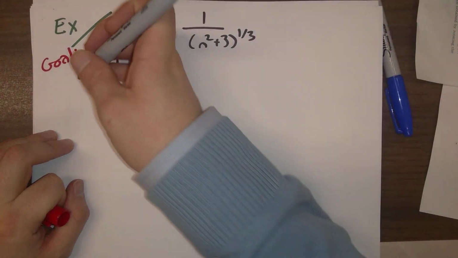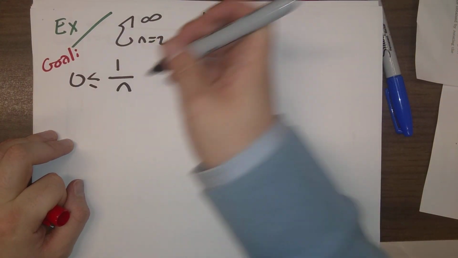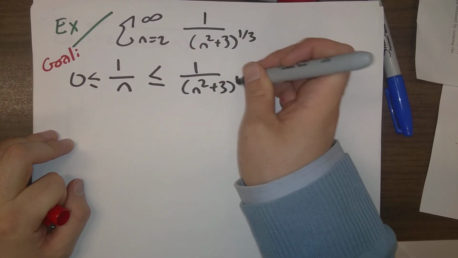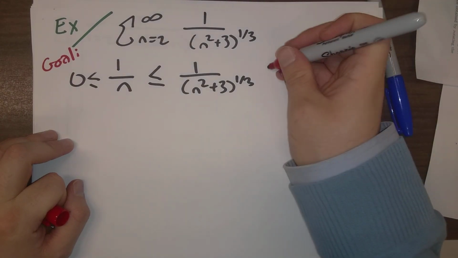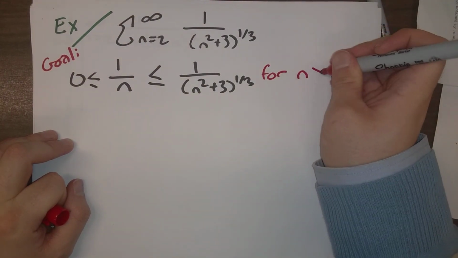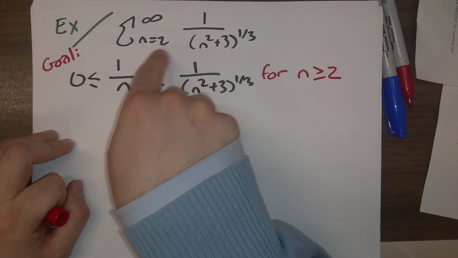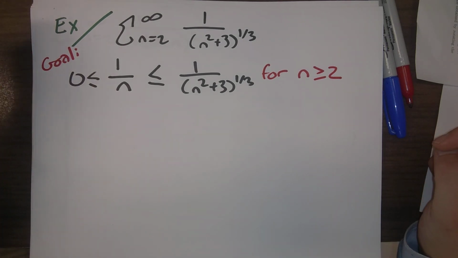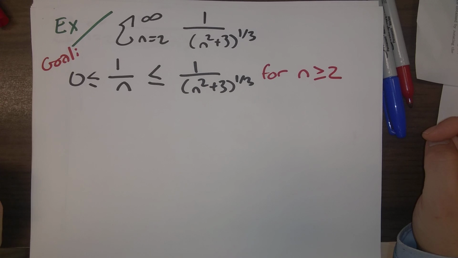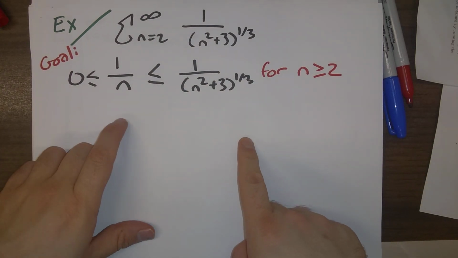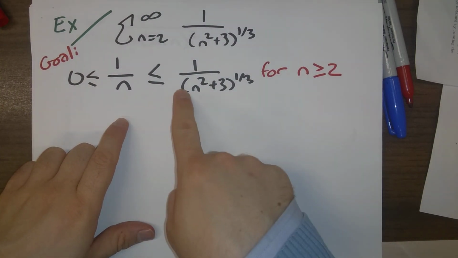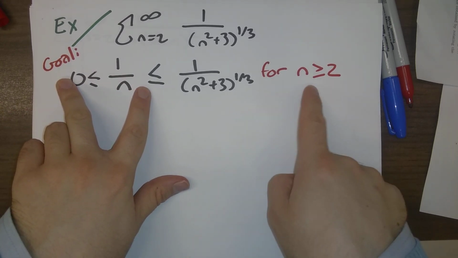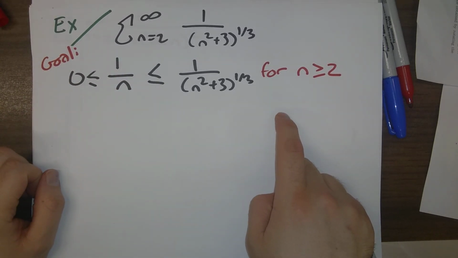We want to show that this series of inequalities is true when n is at least 2, because that's the start. We're indexing starting at 2 here. And so as a result, this part is clearly true. 1 over n, for n greater than or equal to 2, is going to be strictly positive.